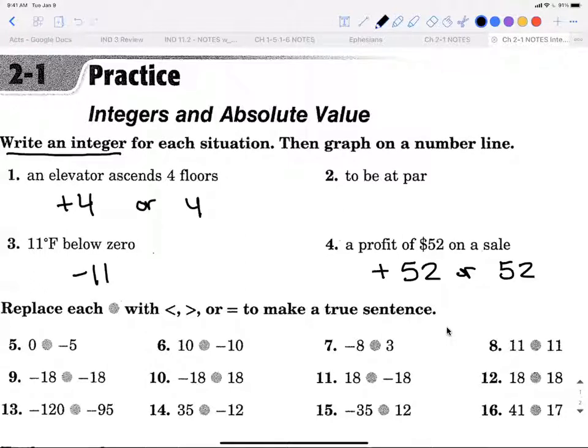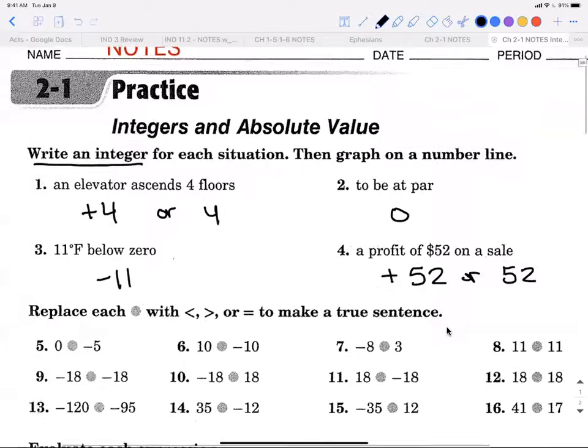All right. What is number 2? Okay, so instead of none, what's the integer? 0. You'd have to know golf to know this. To be par means you're not good, you're not bad. If the course is a par 3 and you get it in 3, you don't score anything. It's just a 0. It's not a negative, it's not a positive. So to be par is 0, not positive, not negative.